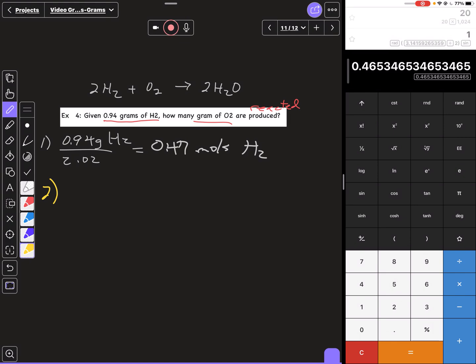I use my ratio equation. The coefficient in front of H2 is 2, so I put 2 over 0.47 equals, and I'm going to the O2, so I use the coefficient for O2, which is 1 over X. And X is giving me the moles of O2 that reacted with 0.47 moles of H2.